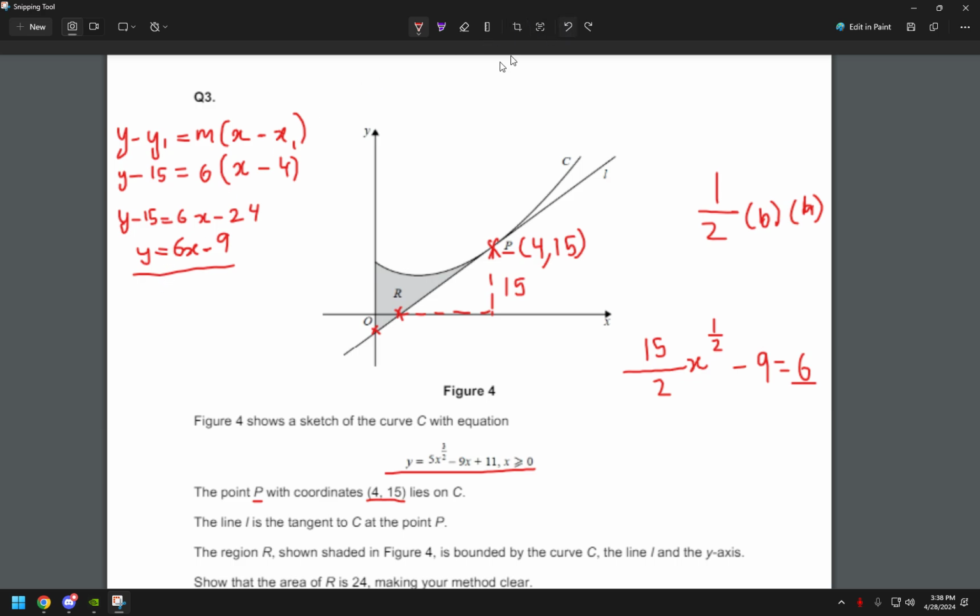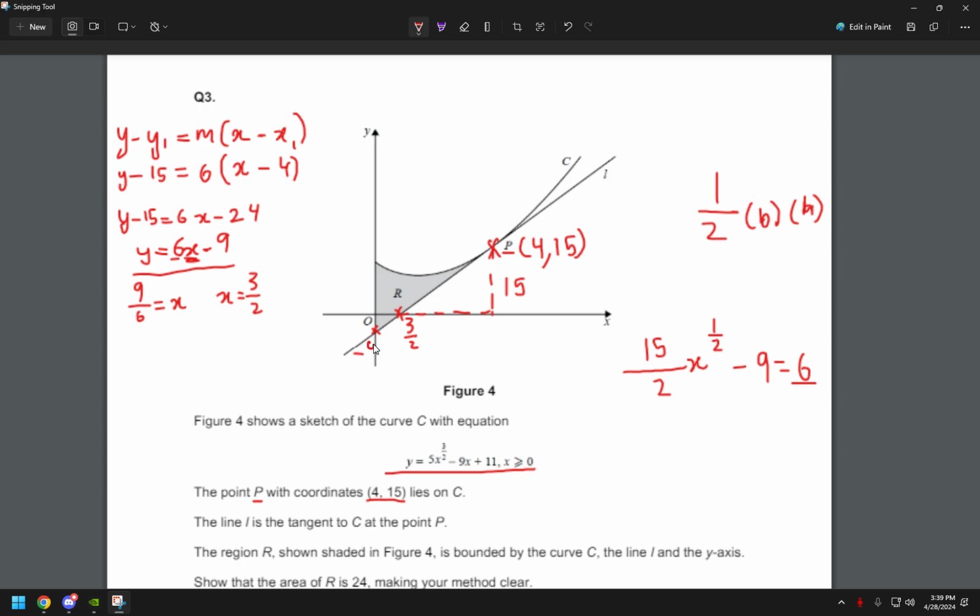So let me bring 9 here, so it becomes 9, and then divide it by 6 to get x by itself. 9 divided by 6 is just 3 over 2, so x equals 3 over 2. This point here is 3 over 2. Where it hits the y-axis, you make x equal to 0. So if I made x equal 0 here, what's y? Y equals minus 9.